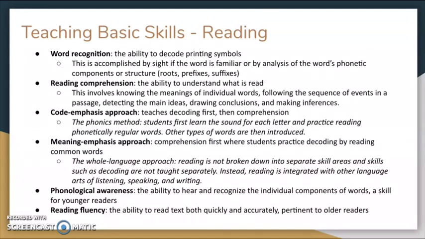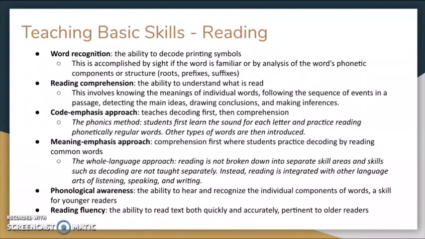Reading comprehension is the ability to understand what is read. This involves knowing the meanings of individual words, following the sequence of events in a passage, detecting the main ideas, drawing conclusions, and making inferences. There are two major approaches used to teach reading skills, which are the code emphasis approach and the meaning emphasis approach. The code emphasis approach teaches decoding first, then comprehension.